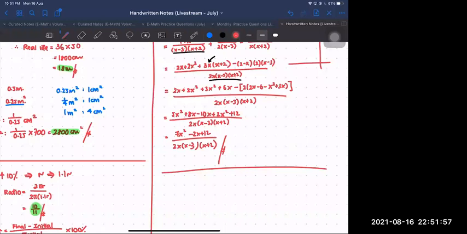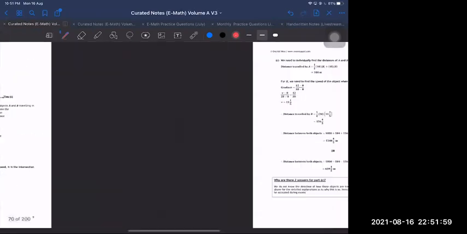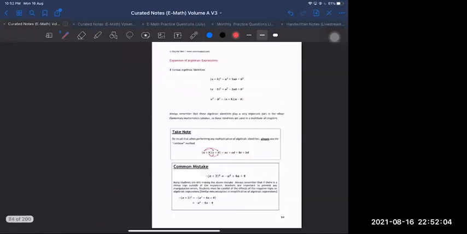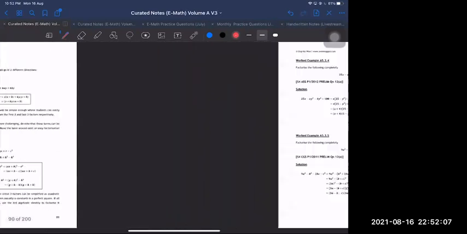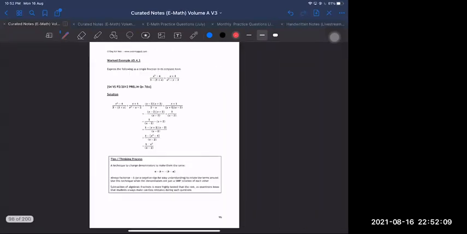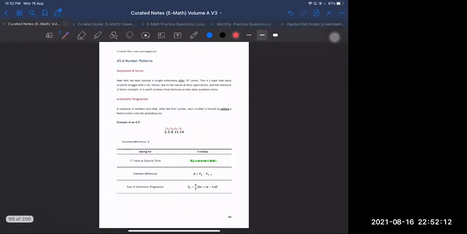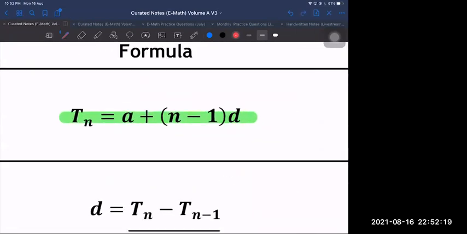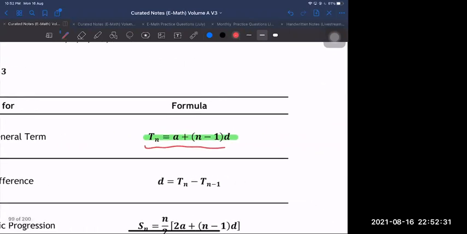So number patterns, let me refer to my notes. To be very fair, for number patterns, it's a difficult topic. One thing I can say is that there is this standard formula that I hope a lot of schools actually have, which is this. If you have never seen this formula before, Tn equals a plus n minus 1 times d, because not all schools teach it. This formula is really powerful because for all O-level questions, it's always this formula.